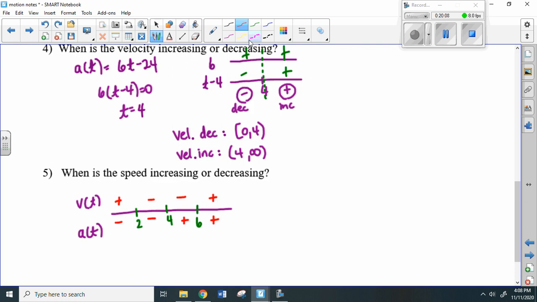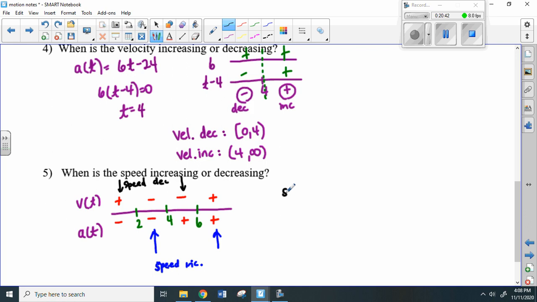And now all I have to do is look to see when the signs are the same. Okay, and that's when speed is increasing. And then I can look to see when the signs are different, and that's when speed is decreasing. And so then I would want to get intervals for that.